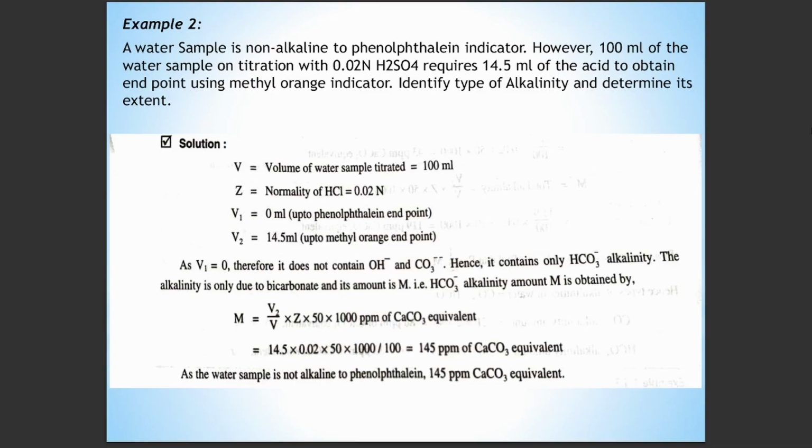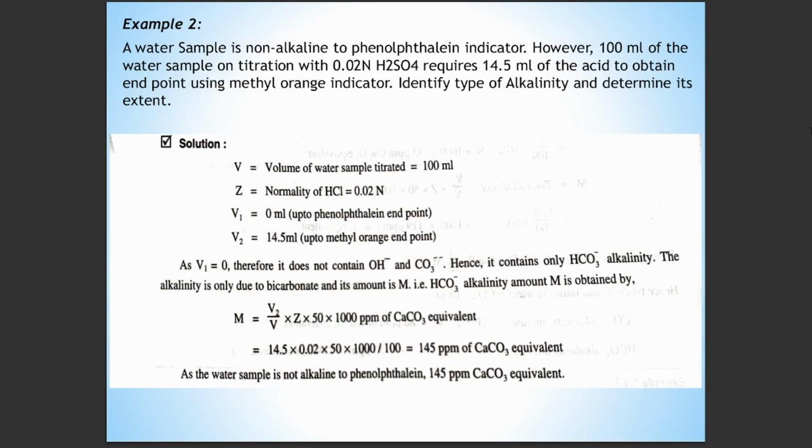So here a water sample is non-alkaline to phenolphthalein indicator. However, 100 ml of the water sample on titration with 0.02 normal H2SO4 requires 14.5 ml of the acid to obtain the endpoint using methyl orange indicator. Identify the type of alkalinity and determine its extent.